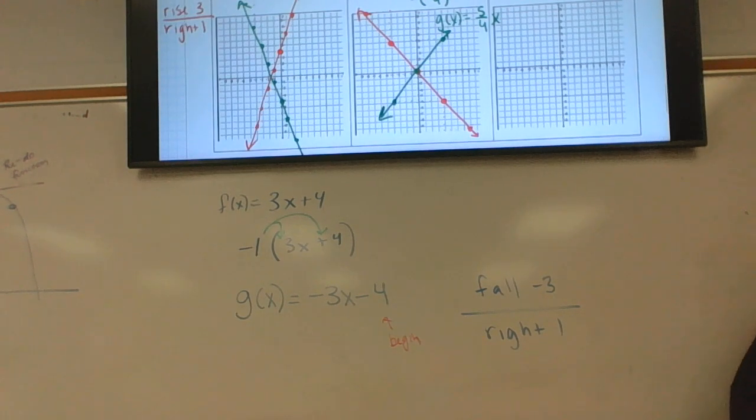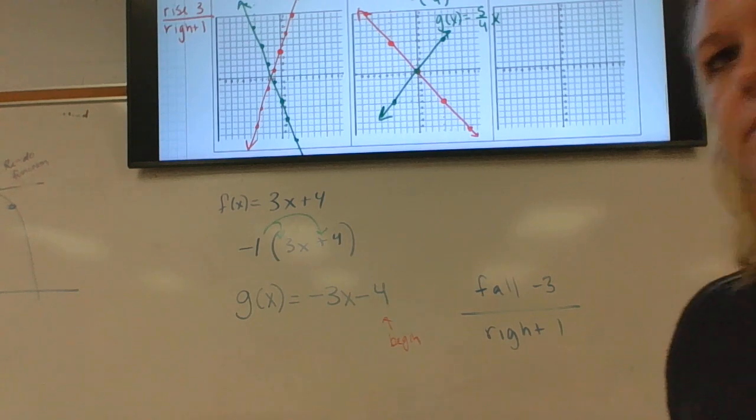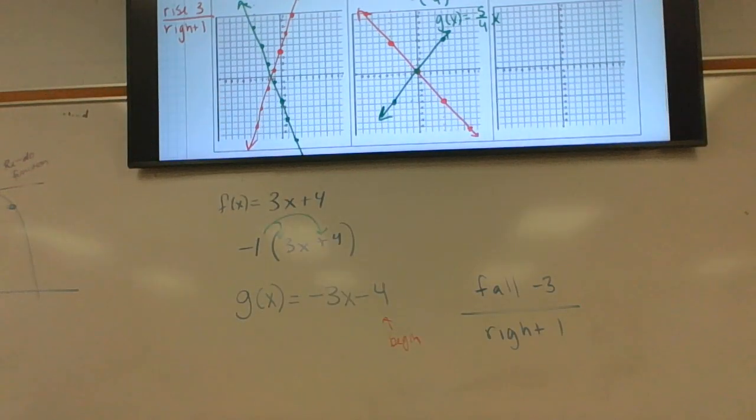Up 5 and over 4? Yeah, up 5, right 4. It's positive this time. We don't fall, we go up. No, go up 5 and right 4. X marks 0. This time it's a 0. There's no number.